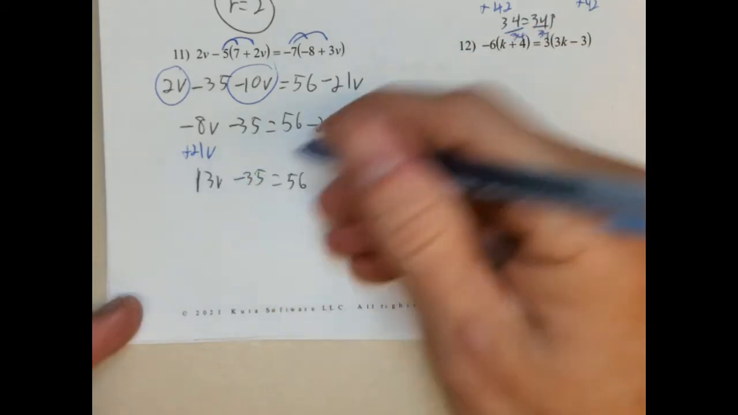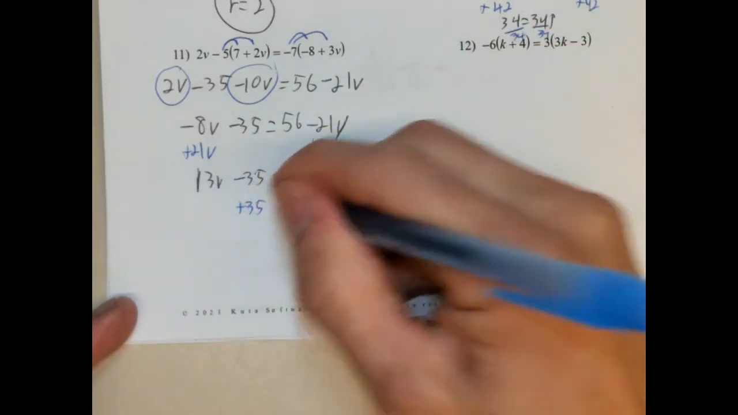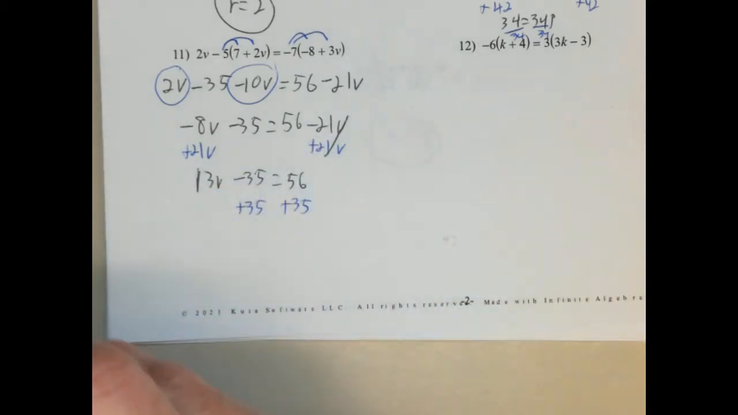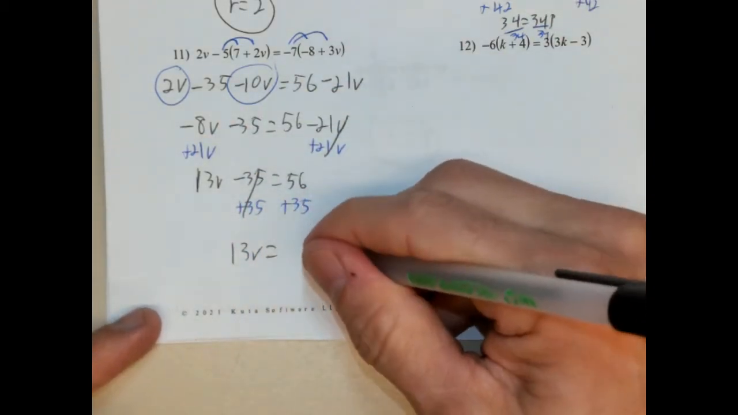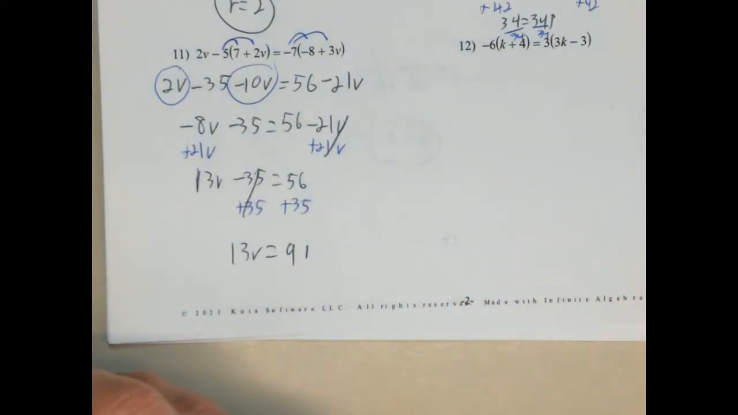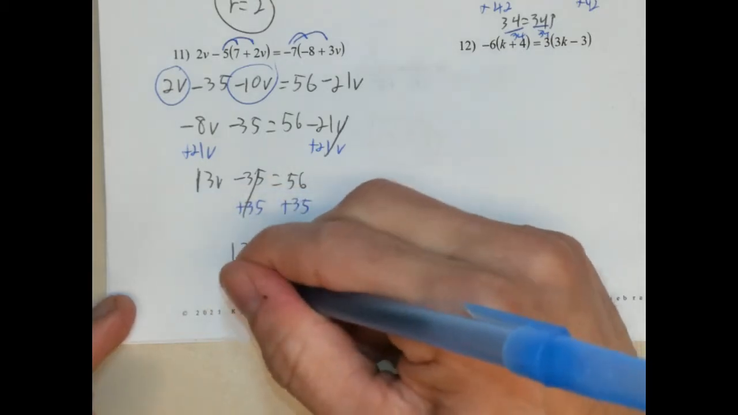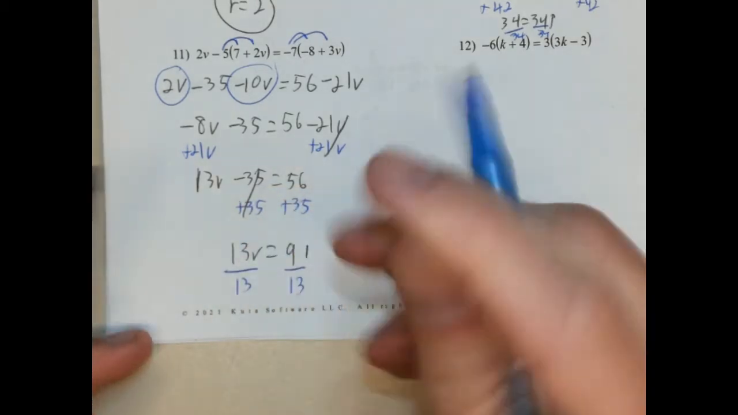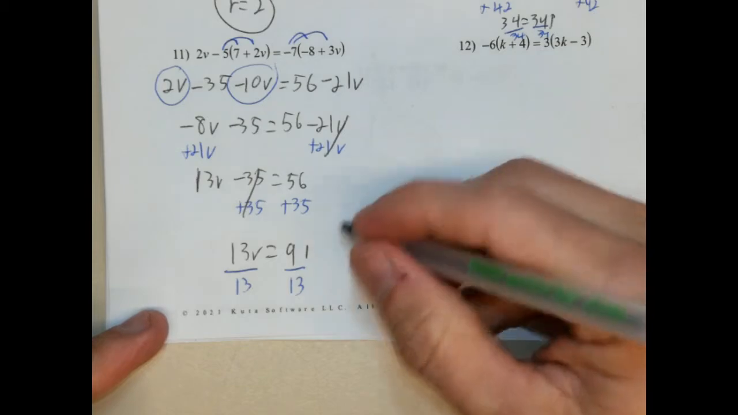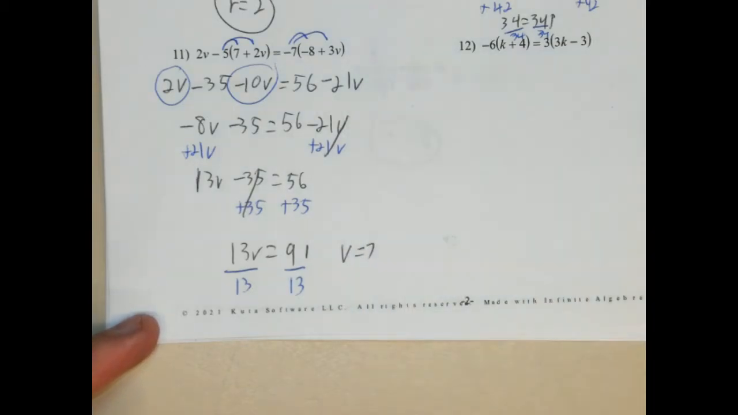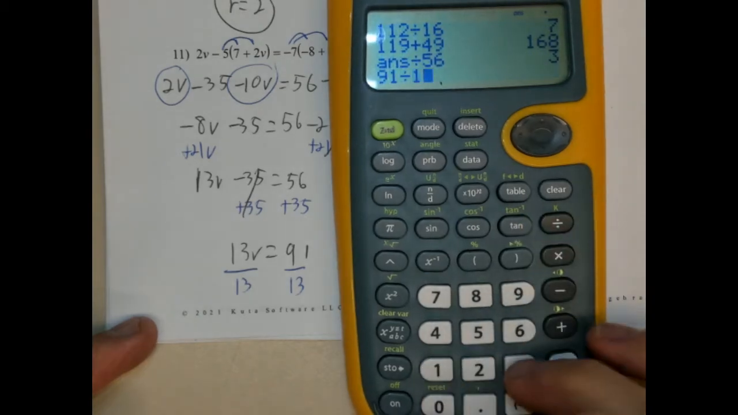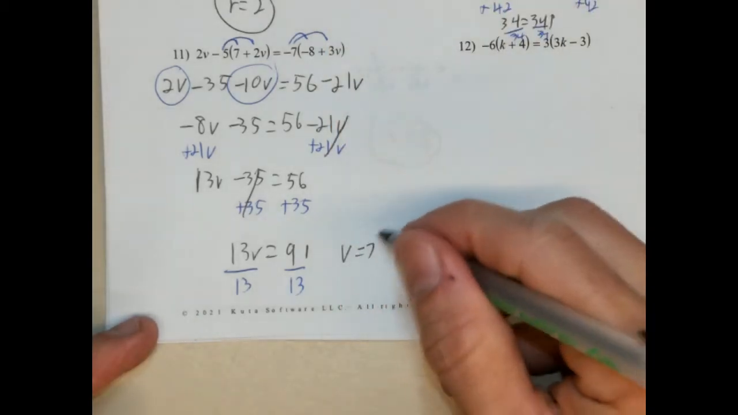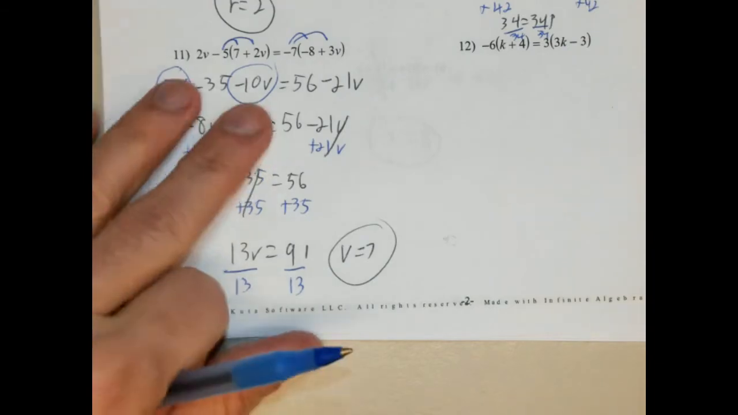And we're going to add 35 to both sides. So we have 13v equals 91. So we're going to divide both sides by 13. I think this is 7. Let's double check that. 91 divided by 13. Yep, 7. Cool. There we go. All right, last one. Here we are.